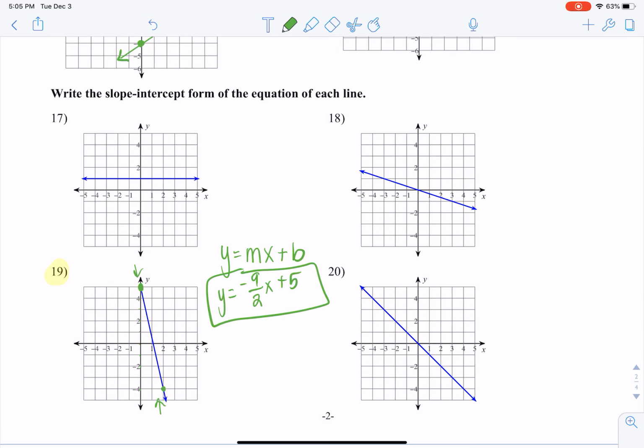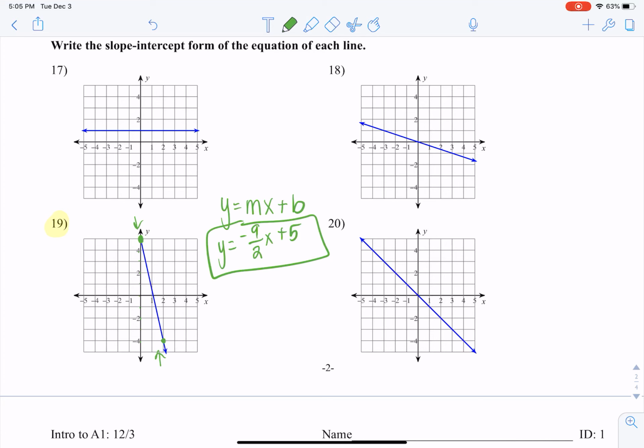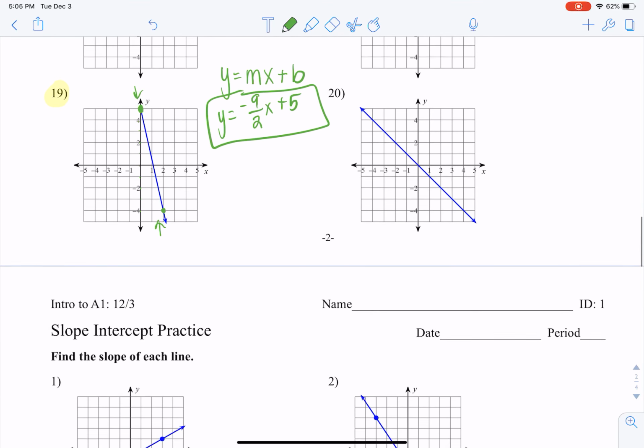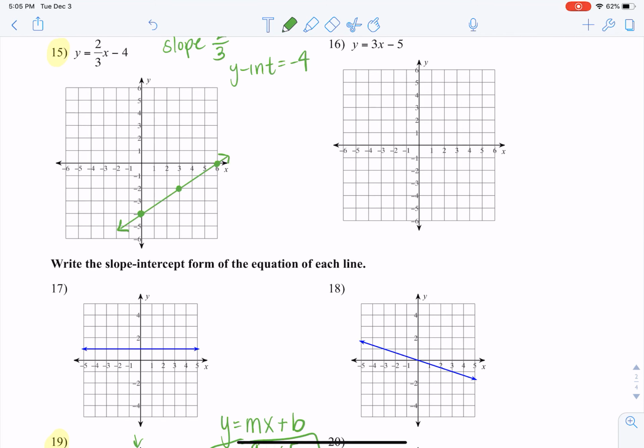And so you can go ahead and create the equation for 17, 18, 19, or 19 we just did, and 20. Down here is just the answer key, which you also have access to on your Google Doc that I shared with you in Classroom. So you can check your answers before moving on.